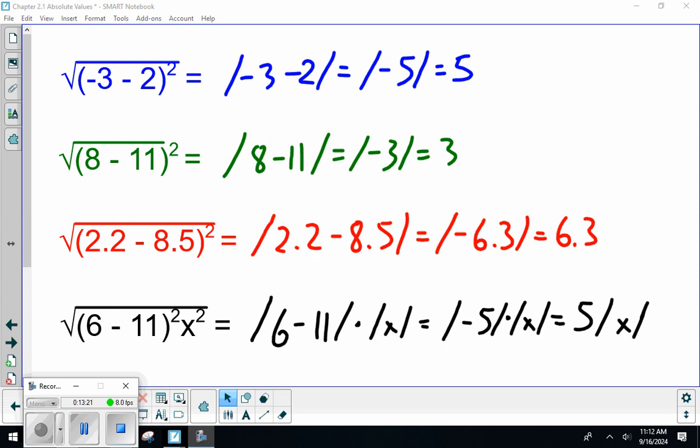Okay. Now here, the green one, or the second one: the square root of 8 minus 11 squared is the absolute value of 8 minus 11, which is 3. The next one, the square root of 2.2 minus 8.5 squared is the absolute value of 2.2 minus 8.5, or 6.3. The last one is a little bit sneaky. 6 minus 11 squared times x squared. The absolute value of 6 minus 11 is 5. The square root of x squared is the absolute value of x, because you don't know if x is positive or negative, so you have to leave it in the absolute value signs. Sneaky little thing I'm going to test you on.